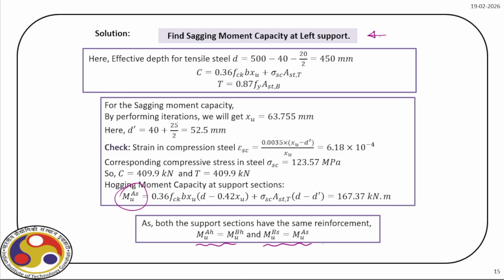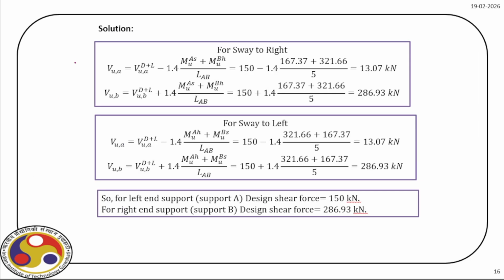Now we apply the guidelines given in this IS 13920. So from sway to right, we calculate these shear forces using these expressions. It's very simple. We have already identified all the components. So we identify the shear forces. Then we have sway to left. For that also we find out these components.